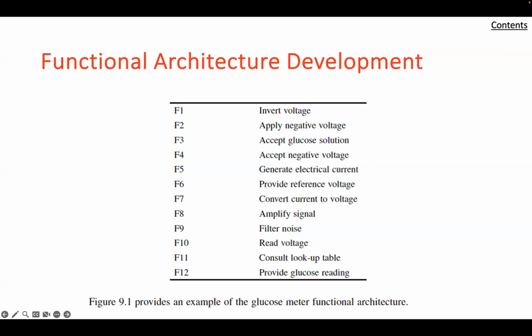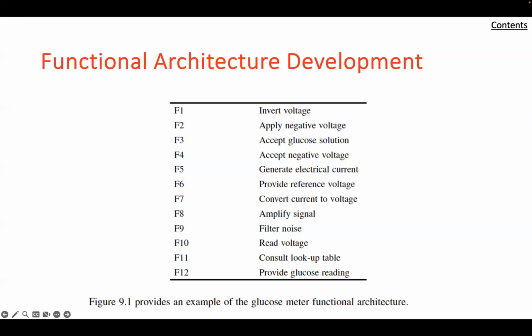Well, let's first think about the functional architectural development. For the functional architecture development, we start with identifying the different functions that the glucose meter will perform, how it will interact with the environment, how it will interact with the patient, etc. And so we're now showing these 12 functions here in the figure as listed as we're showing in the chart.